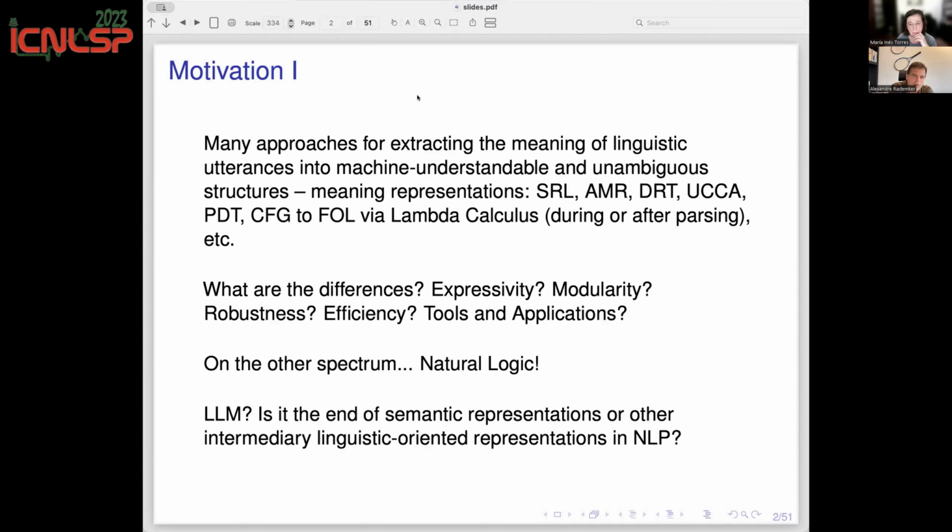Of course, when we talk about the semantics of language, we can go over a completely different spectrum and go to approaches like natural logic that try to reason directly with natural language itself. And somehow LLMs are kind of connected to that, right? The idea of trying to extract a vector representation directly from the text, so avoiding these semantic representation structures at all.